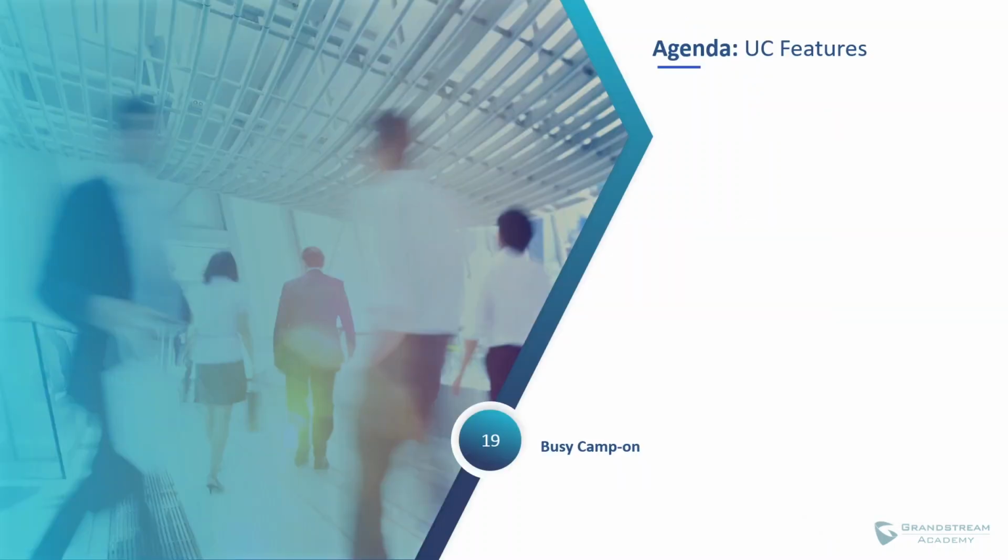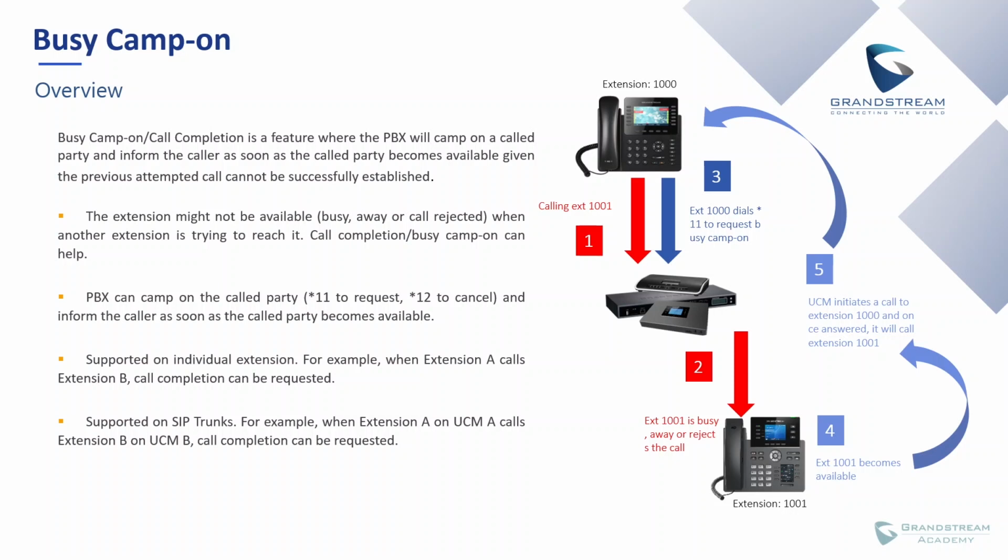And now we're going to talk about Busy Camp On. Busy Camp On is a feature where the PBX will camp on a called party and inform the caller as soon as the called party becomes available, given the previous attempted call could not be successfully established.